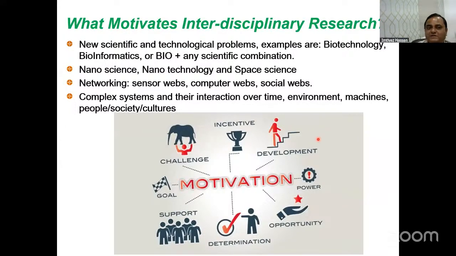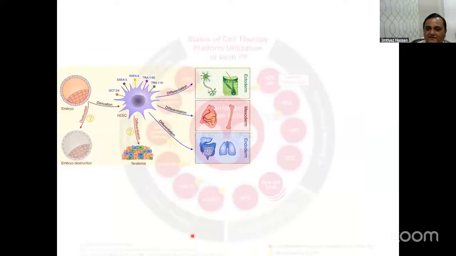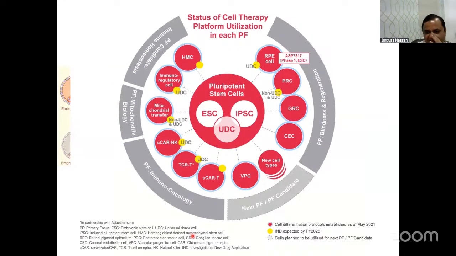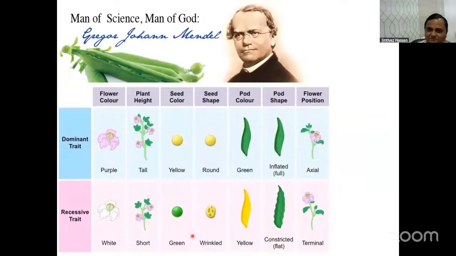So what motivates you to become an interdisciplinary researcher? New scientific and technological problems, for example biology, bioinformatics, nanoscience and technology, networking, complex systems, and incentives, challenges, power, opportunity. These are the things that will motivate, but the most important thing is that it comes from your heart to become interdisciplinary. Another example: stem cell research is a purely interdisciplinary research where a lot of social issues are there. It is equally a social science subject as well as a science subject.